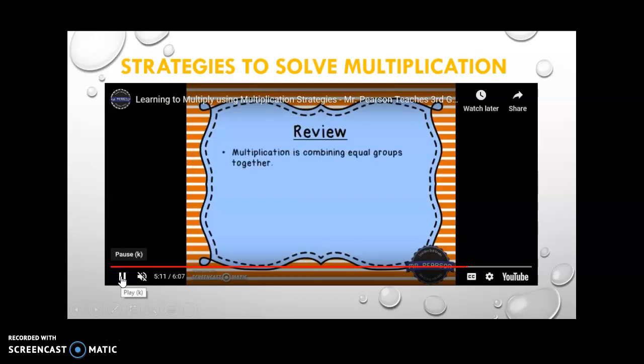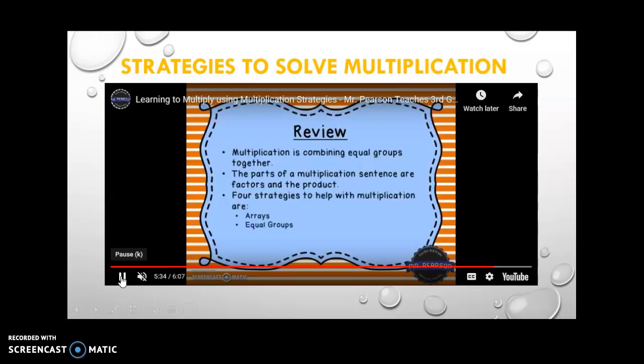Multiplication is combining equal groups together. The parts of a multiplication sentence are factors and the product. You usually have 2 factors and then you have a product, which is the answer. And there are 4 strategies to help with multiplication, and they are arrays, equal groups, repeated addition, and number lines.